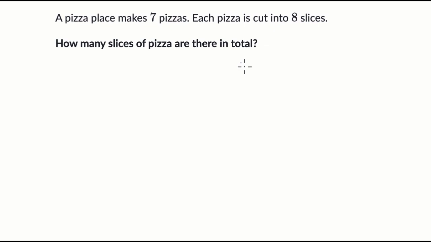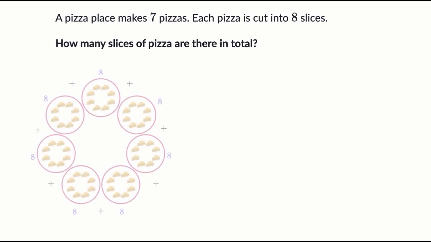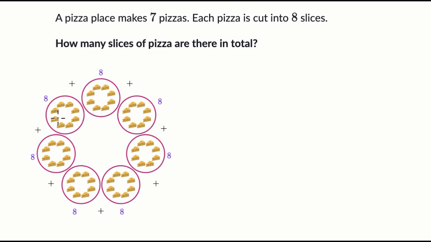All right, now let's work through this together. So let's just imagine each of those pizzas, and each of them are going to be cut into 8 slices, and we have 7 of them. So we could think about it like this. Imagine each circle here is one of those pizzas, and each of those pizzas is split into 1, 2, 3, 4, 5, 6, 7, 8 slices. So 8 slices, and there's 7 of those pizzas. 1, 2, 3, 4, 5, 6, 7.